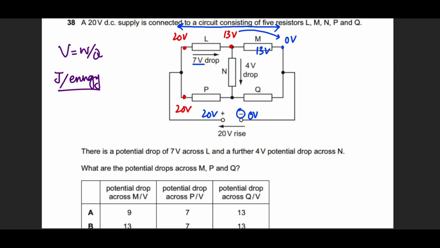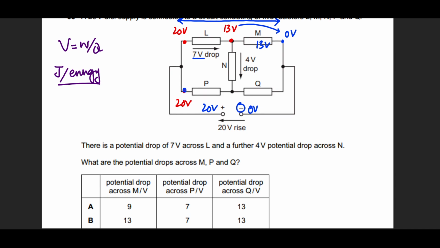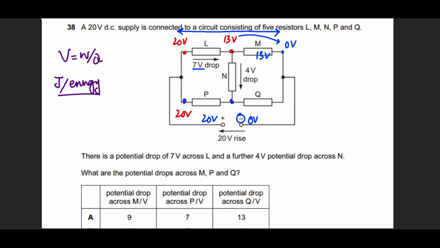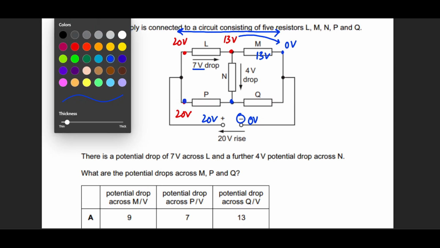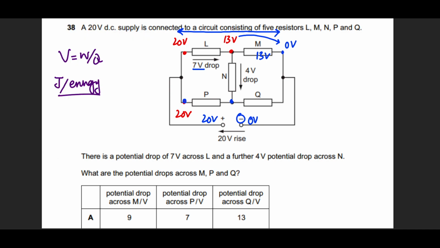If we go to the second branch, we realize that the electron entering the branch is at 20 volts. Okay, but what's the voltage at this point? How can we figure it out? It's a bit tricky, but let's try to do that. You see, the electron reaching this point is at 13 volts, right? Now, the electron going through the branch N is losing 4 volts more. So 13 minus 4 makes this terminal 9 volts.